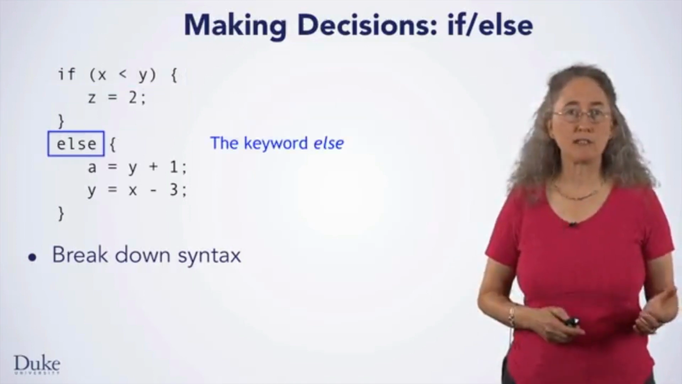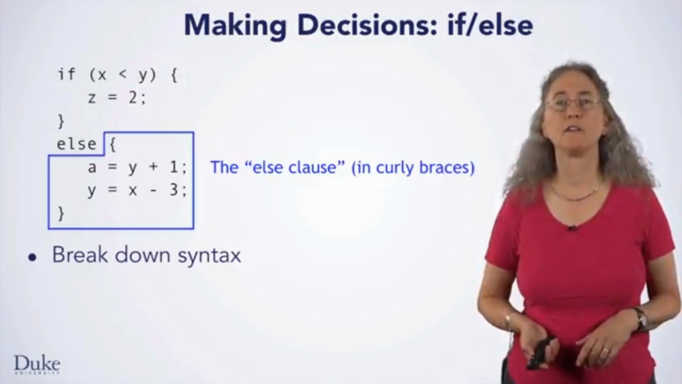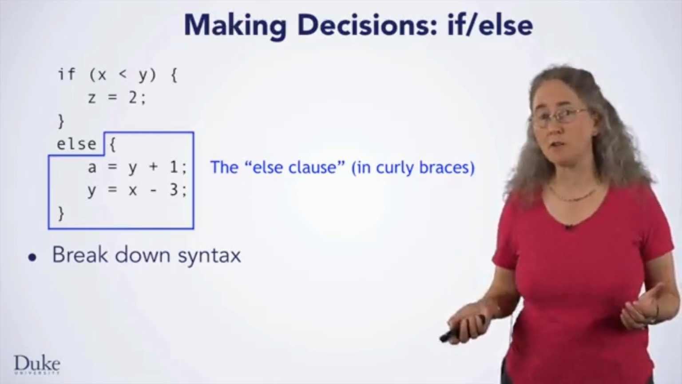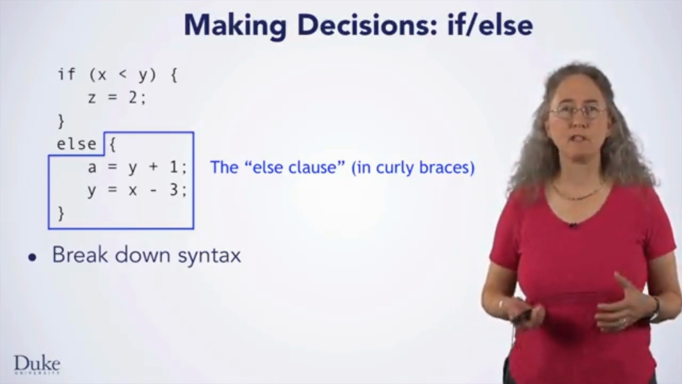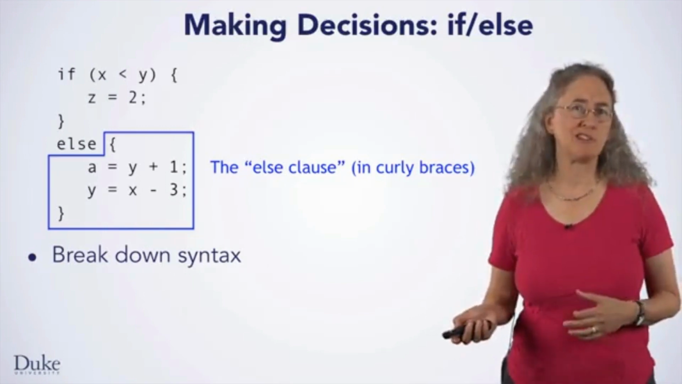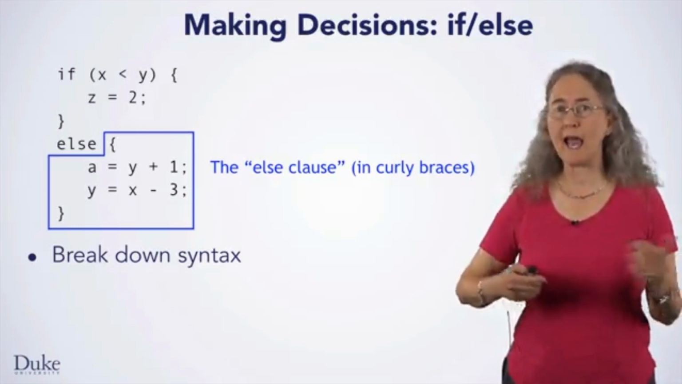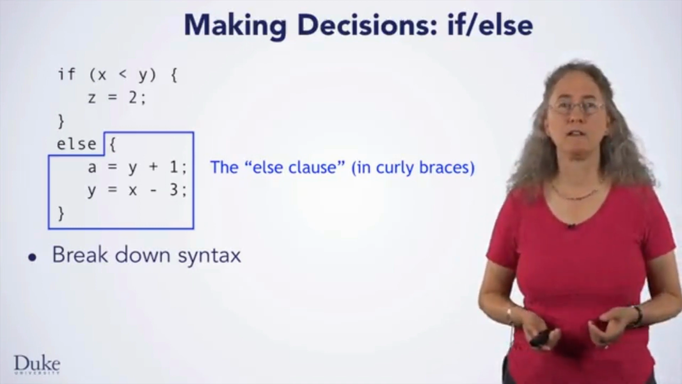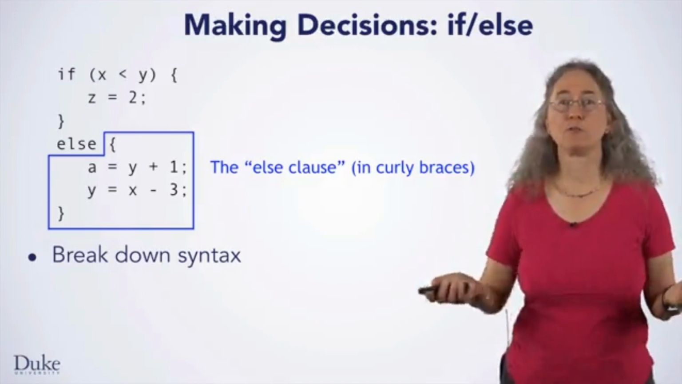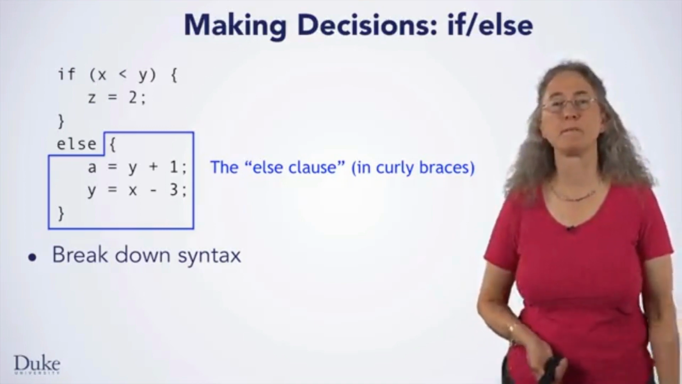After the then clause is the keyword else. Then the else clause. The else clause is a set of statements to execute if the condition is false. Again, these are written in curly braces. Sometimes you may see an if statement with no else clause, in which case both the keyword else and the else clause are omitted. This is shorthand for an empty else clause, whenever the programmer does not want to do anything in the case of a false condition.